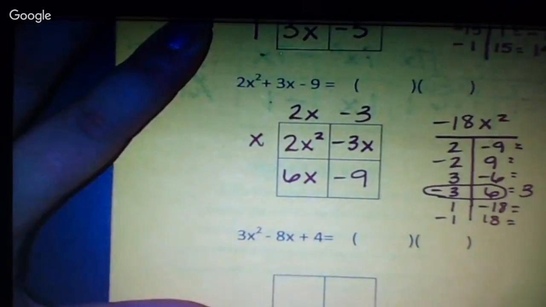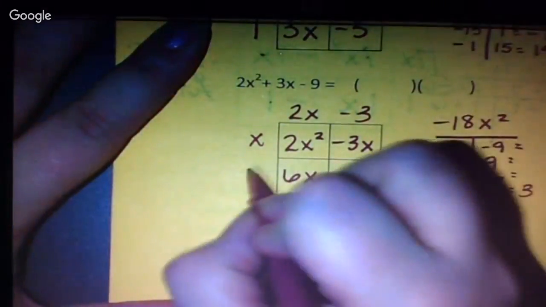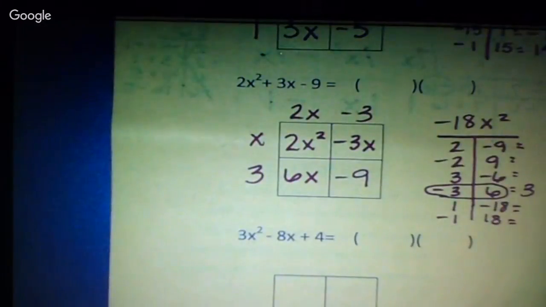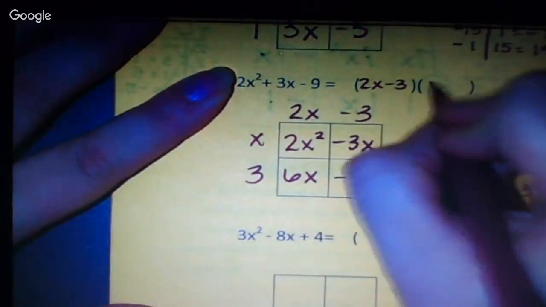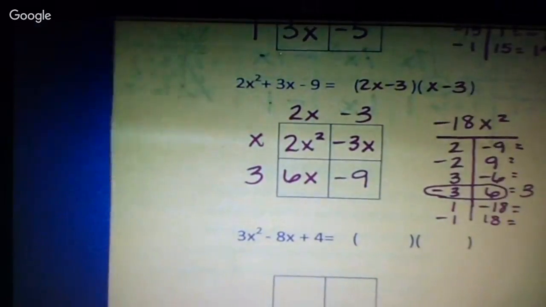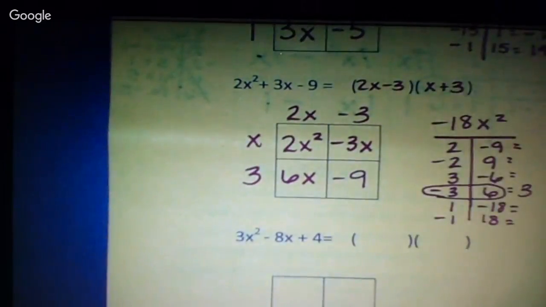Careful, does the 6 have a negative? 3. Just pull out the 3. Only pull out the negative if your lead term's negative or if you have 2 negatives to pull out. So what would go in front of these two? It would just be a 1 because there is no greatest common factor, so you don't have to write anything. Okay, so we've got 2x minus 3 and x minus 3. Plus. Oh, I'm sorry, plus. You're right. Wow, Miss Smith's really off today. I think I need to take a nap.